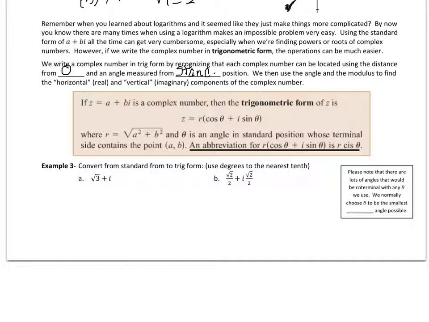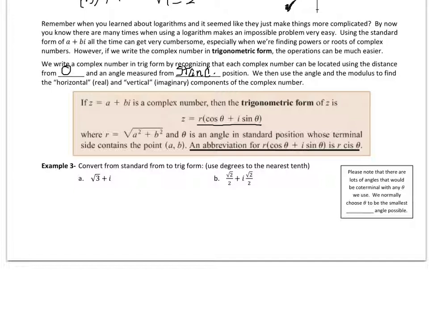Okay, so we'll then use that angle and the modulus, or the length, to find the horizontal or real and the vertical or imaginary components of the complex number. By definition, if z is some complex number a plus bi, then the trig form of z is r cosine theta plus i sine theta. That's the trig form of a complex number, where r is the modulus, the square root of a squared plus b squared, and theta is an angle in standard position whose terminal side contains the point. Sounds a lot more complicated than it is.